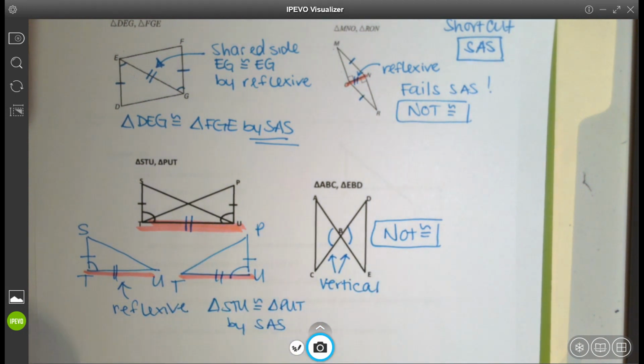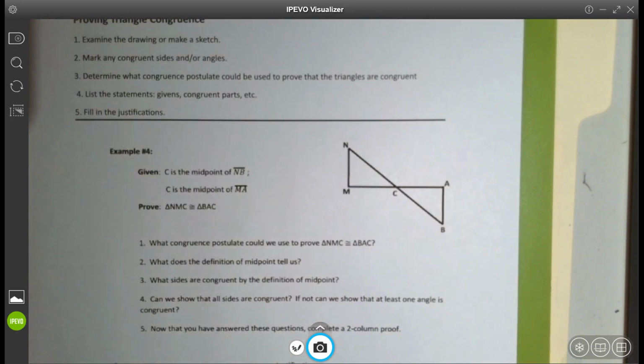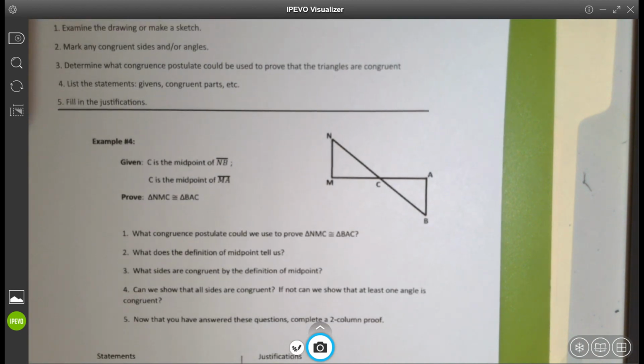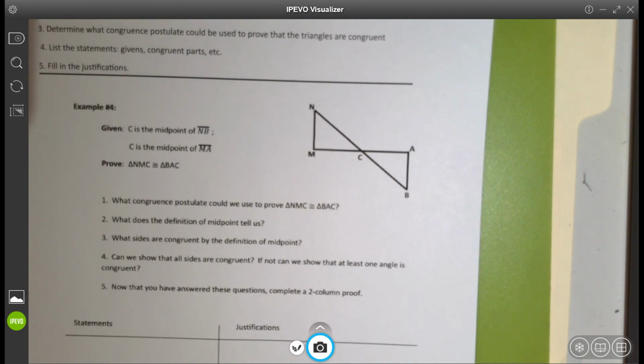All right, and we're going to finish this out by looking at a proof together. All right, so I added a lot of words on the paper. I'm not going to read them. They're tips for you to get through the proof. All right, we're going to jump right into the picture and we're going to mark up this diagram.